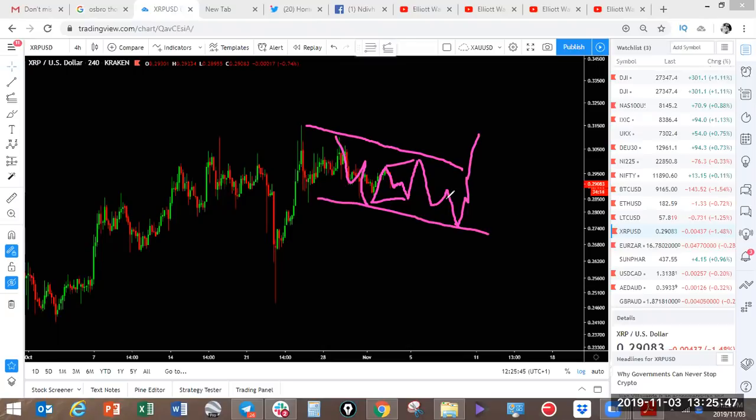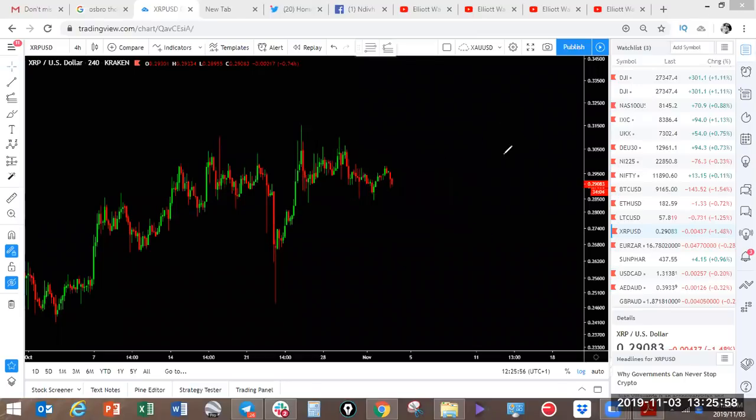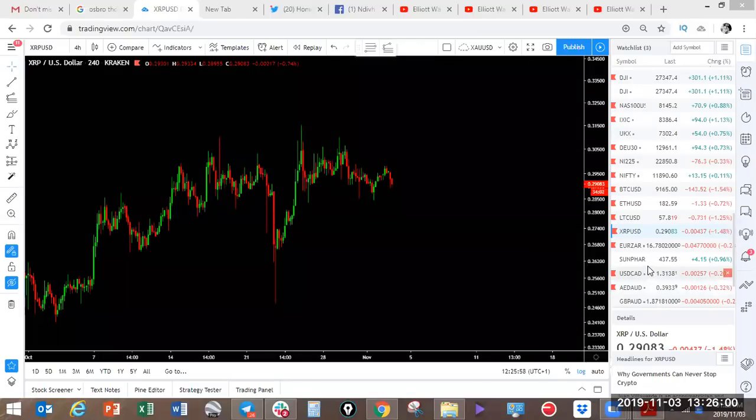Okay, so the cryptos are going to go sideways for now, so there isn't really much impulse to expect in the next coming sessions. So wait for this to complete and then start looking for the trades. That is the cryptocurrencies for this week.